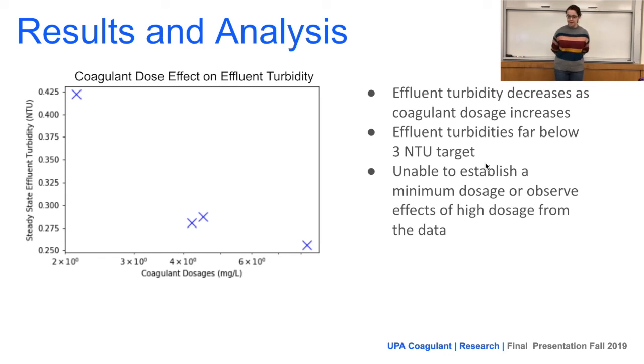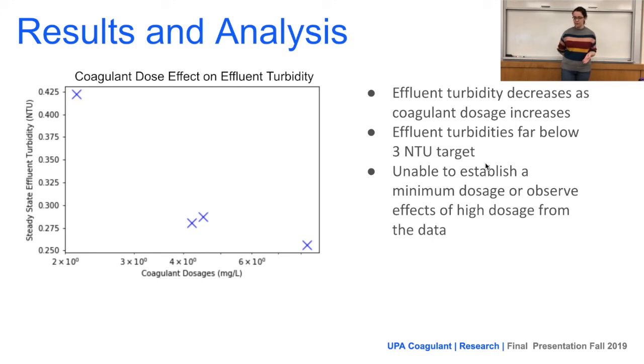So here I have a chart summarizing the effluent turbidities at the various coagulant dosages that we have at steady state. You can see that effluent turbidity decreases as coagulant dosage increases, which is what we expect, and that corresponds to the William Pennock graph also.